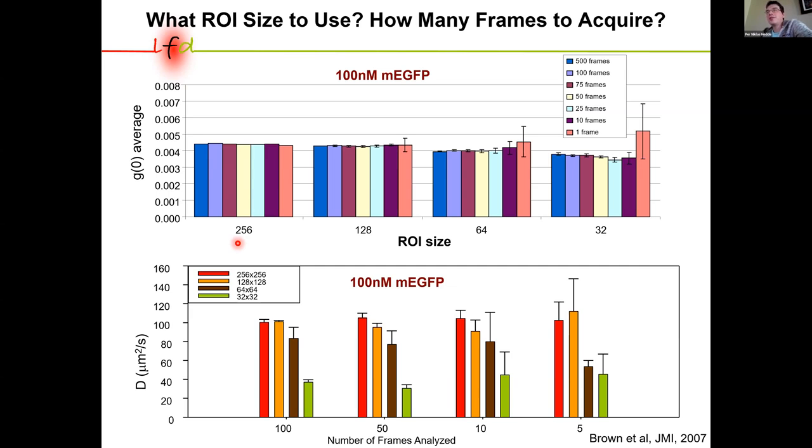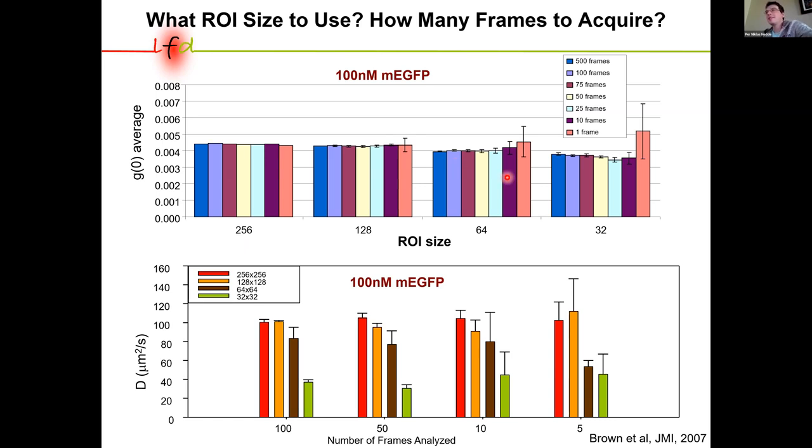Then a smaller region of interest was analyzed, only a quarter, 128 pixels. You see you still get pretty much reliable results, even as you reduce the number of frames you include in the analysis, but you already can see that the error increases the fewer frames you are using.